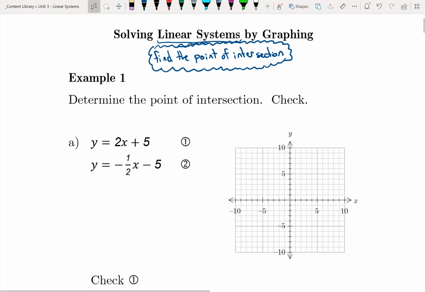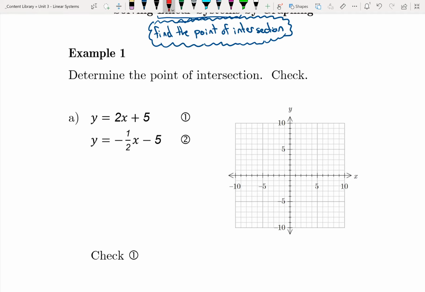So the first thing we want to do is graph our two lines. We have equation 1, y equals 2x plus 5, and equation 2, y equals negative 1/2 x minus 5. The two things we need to remember: the value attached to the x is our slope, and the constant, the value on its own, is our y-intercept. In the other equation, same thing.